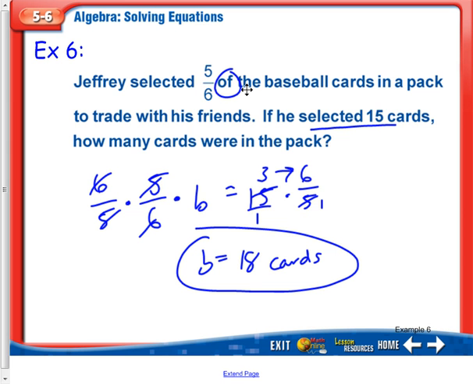So 5/6 of the baseball cards in a pack. So that means he selected 15. So 5/6 is really close to a whole. So it does make sense that 15 is really close to 18 cards in order to make that whole. So that's our answer there, 18 cards. That brings us to our last example.